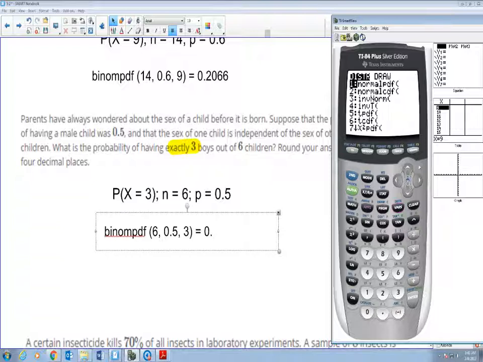So second distribute, binomial PDF. 0.3125. There's a 31.25% chance you'll get exactly 3 boys out of 6 children.